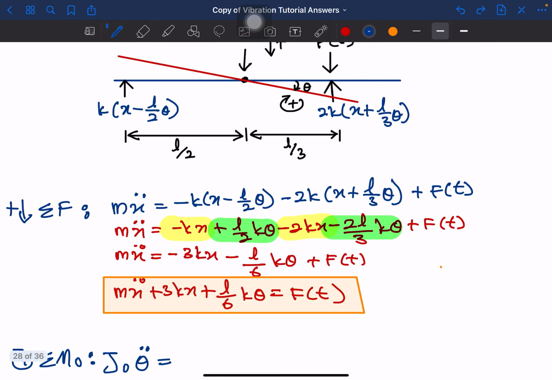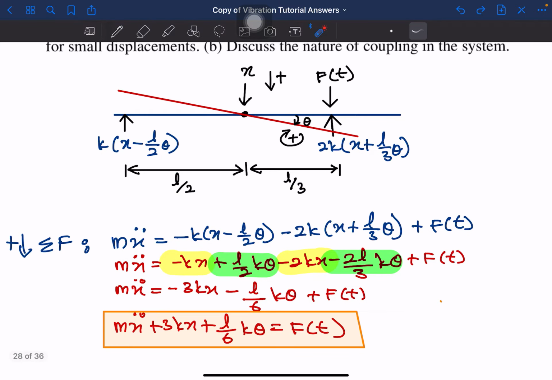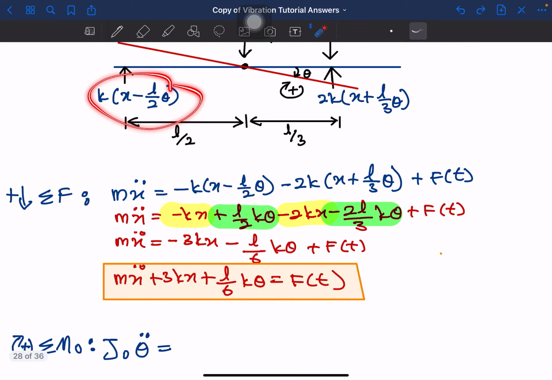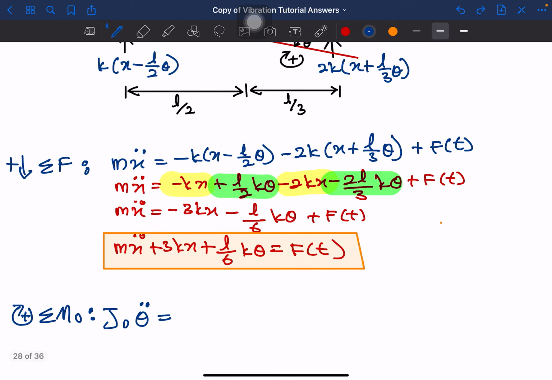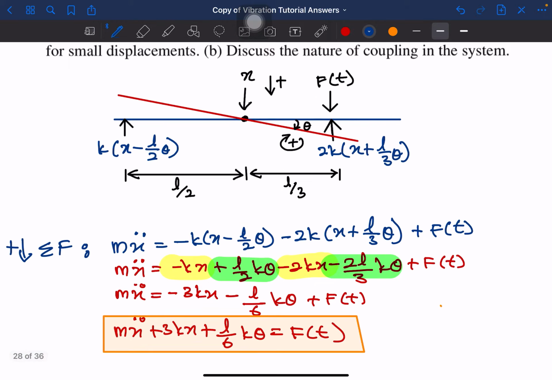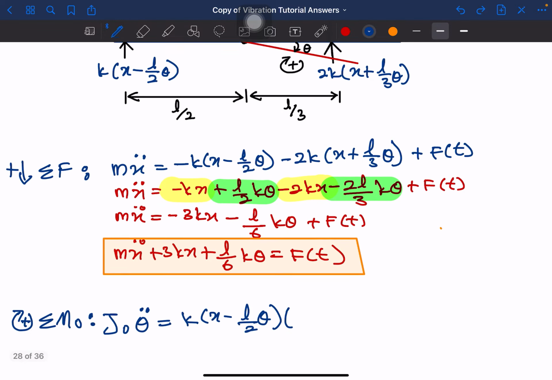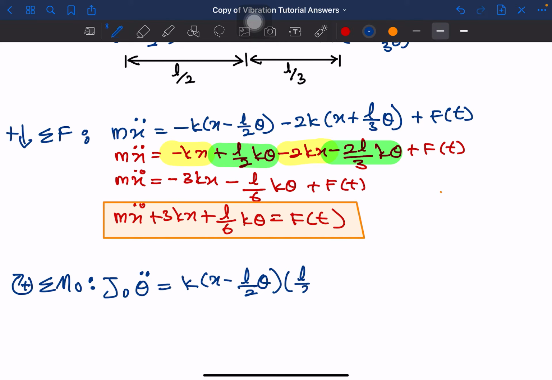So first of all, the force for the first spring, k(x − l/2 θ). This force over here is going upwards, right? So upwards from the pivot point or from the center, it will be like this, which means it goes clockwise. So this force here is positive for the moment. So the force is k(x − l/2 θ), times the distance from the center, l over 2. Alright, so times l over 2.